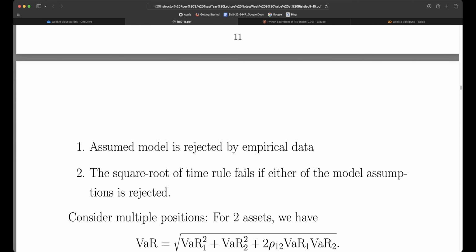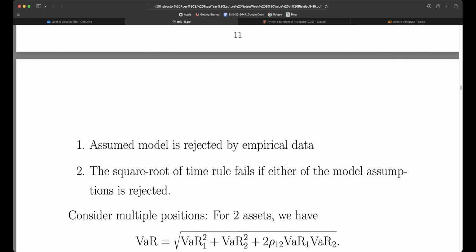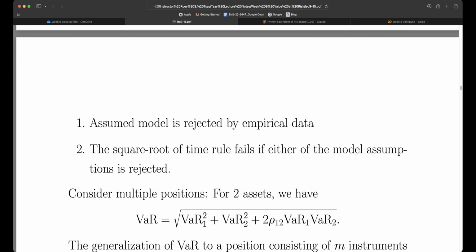But it also has some serious weaknesses. The assumed model is rejected by empirical data. In empirical data, it is not normal, and it is not IGARCH. The square root of time rule fails if either of the model assumptions is rejected.